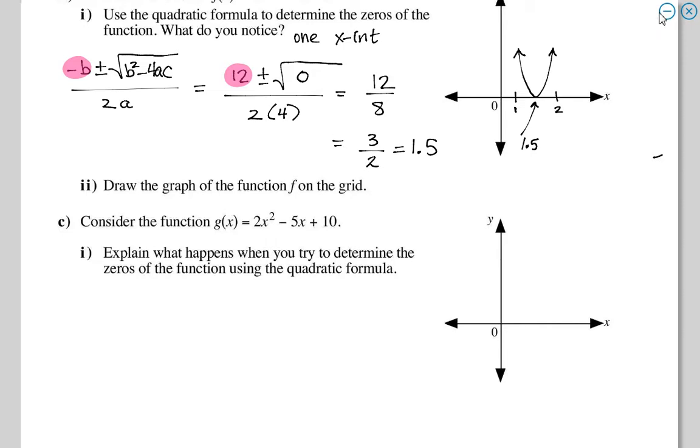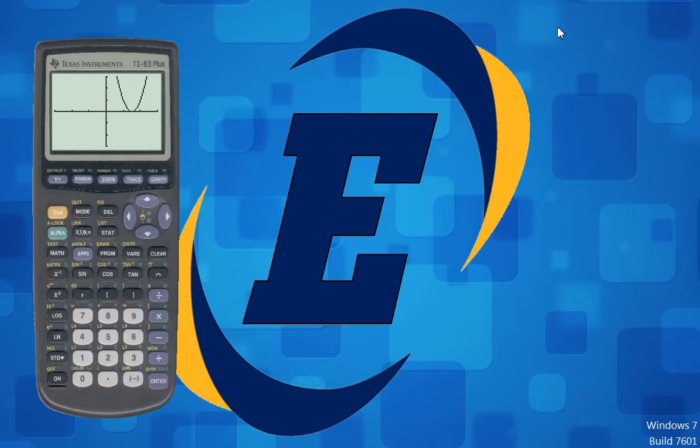I'm going to type it right into the calculator, and I'm going to graph it. So it looks like we got a 2x squared minus a 5x and a plus 10. I go to graph this guy. My window is not good, so I'm going to hit zoom 6. Ooh, look at that. It didn't touch the x-axis at all. So how many x-intercepts do we have? We have none. Good.